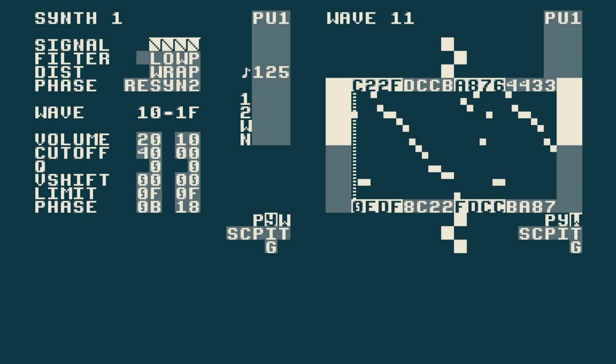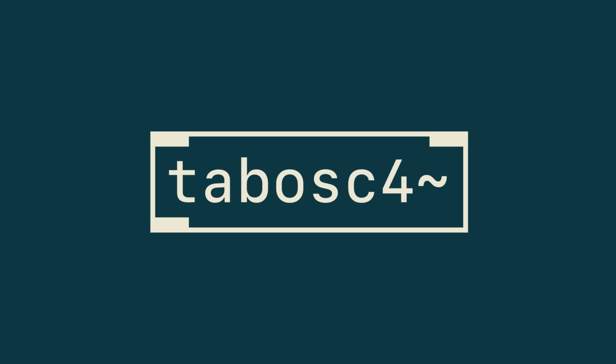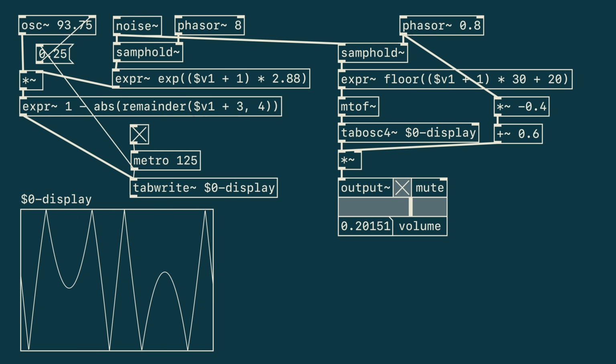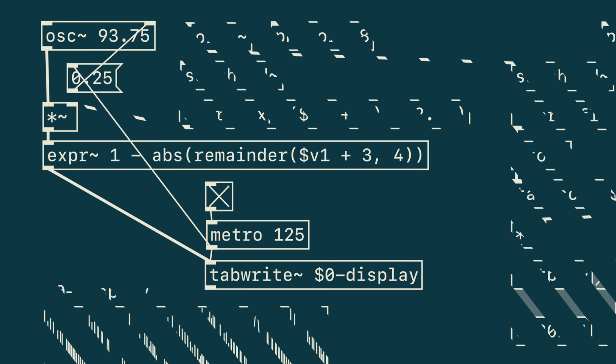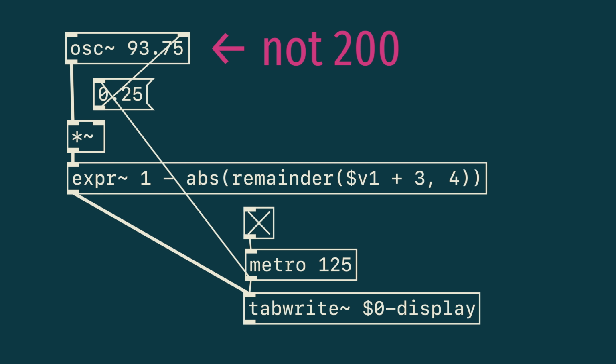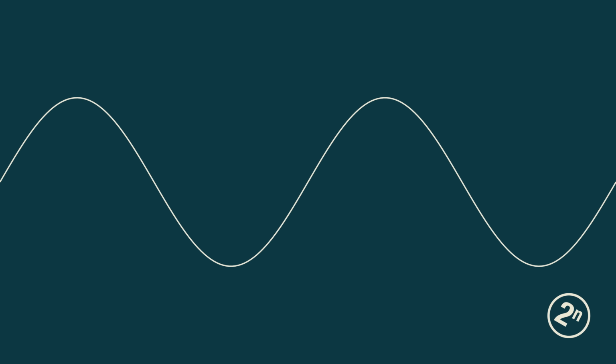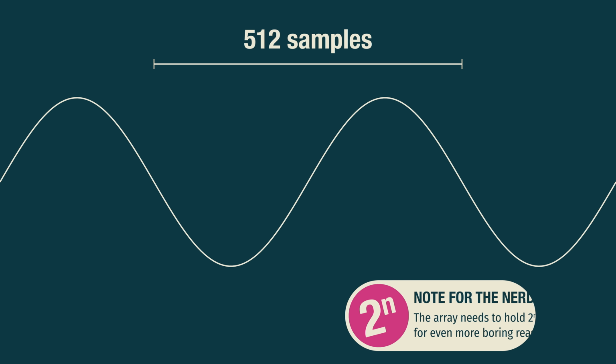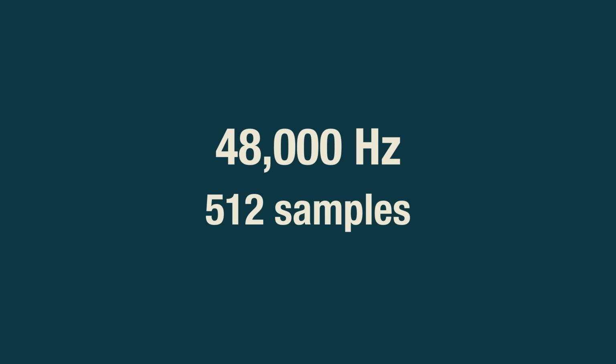Pure Data has tabosc4~, which turns an array into a wavetable. I'll walk through my little synthesizer quickly. This is the original folding patch with a couple of changes. First, the frequency is different. For boring technical reasons, the wave's period should be a power of 2 samples. I chose 512. The sample rate is 48 kHz.